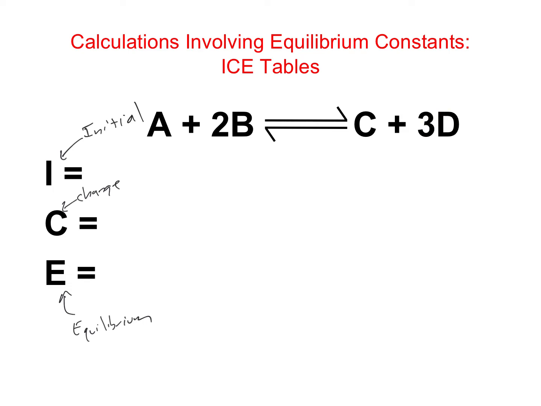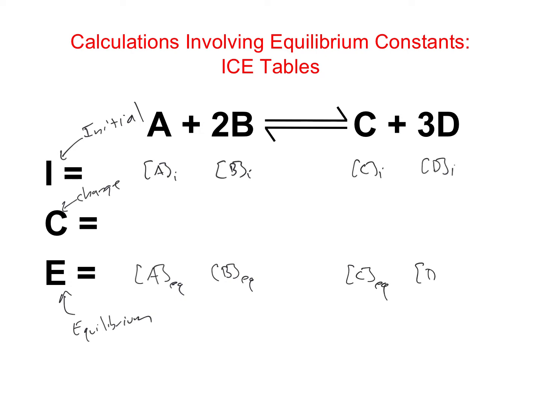And so what we would put in the I row would be the initial concentrations. Let me kind of write that in. And then the equilibrium concentrations, we'll have A at equilibrium, B at equilibrium, C and D at equilibrium. And then the change we often represent with the variable x. But the change, as we've just said, of all the reactants and products are related.